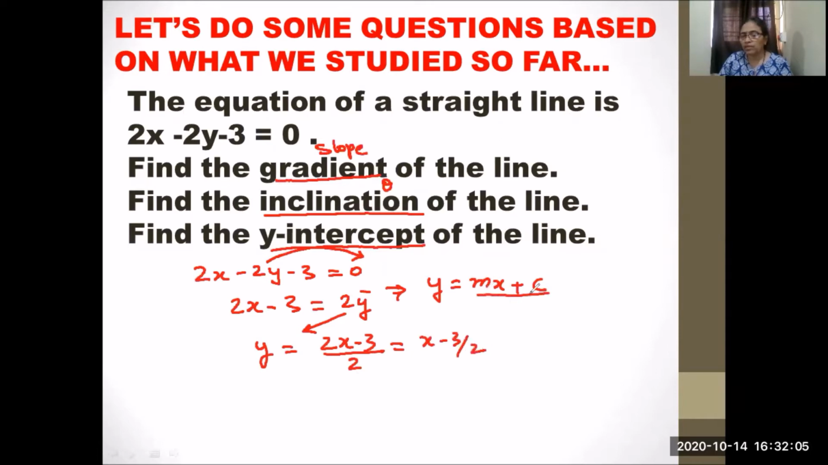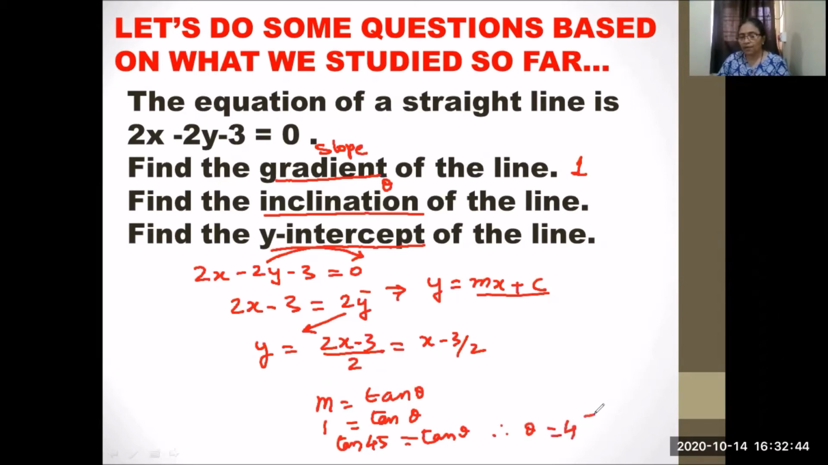On comparing it with y is equal to mx plus c, the coefficient of x here is 1. So therefore, the gradient is 1. So if the gradient is 1, we know that m is equal to tan theta. In the place of m, I'm putting 1 is equal to tan theta. And 1 is tan 45. Tan 45 is equal to tan theta. So therefore, on comparing, theta will be equal to 45 degrees. So the inclination is answered.